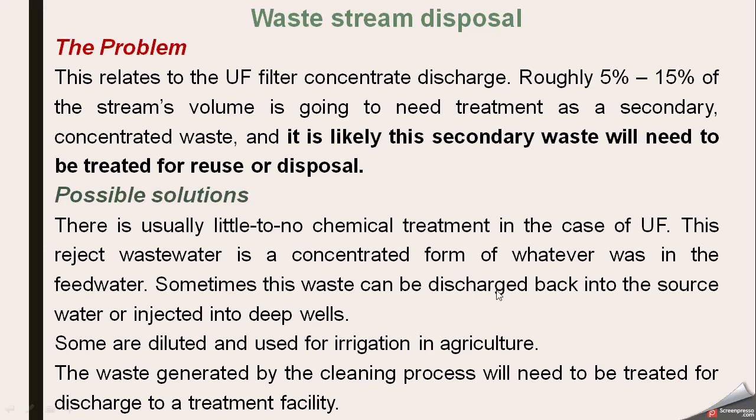Sometimes this waste can be discharged back into the source water, that is, we put it back into the source, or injected into deep wells. Some is diluted and used for irrigation. If we want to reuse this, we dilute it with some better quality water and use it in irrigation or agriculture if that is most appropriate. The waste generated by the cleaning process will need to be treated. So during the cleaning process, when we are using some chemical or other agents, we need to treat this water before discharge.